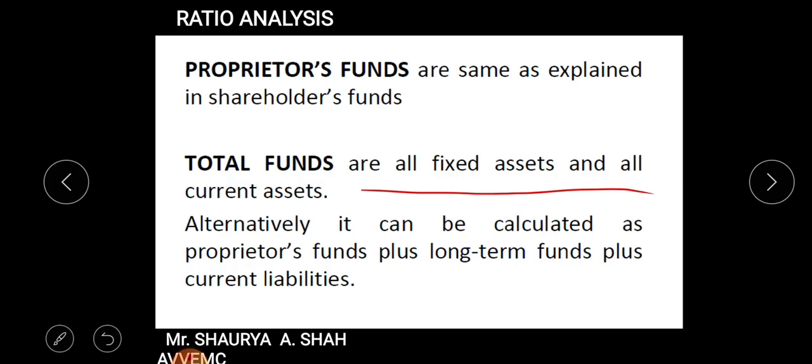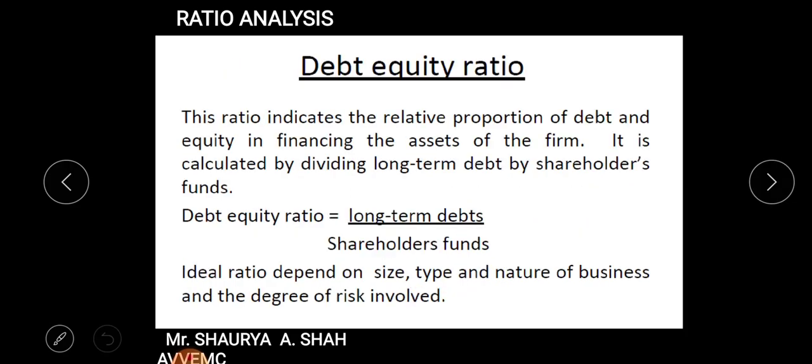So what are your total funds? Total funds are all the fixed assets and all the current assets. Alternatively, it can be calculated as proprietor's funds plus long-term funds plus current liabilities. That shows you the actual liability side of your balance sheet. Is it clear, everyone? Fine. So what is proprietor's ratio? It is proprietor's fund upon total funds, or we can say total assets. Is it clear? Fine.